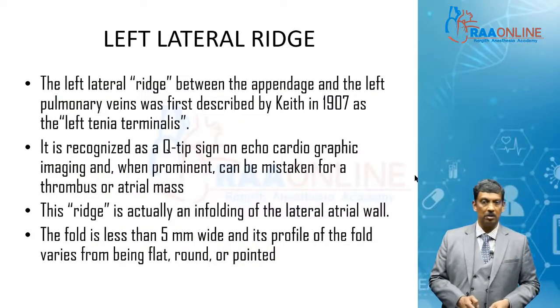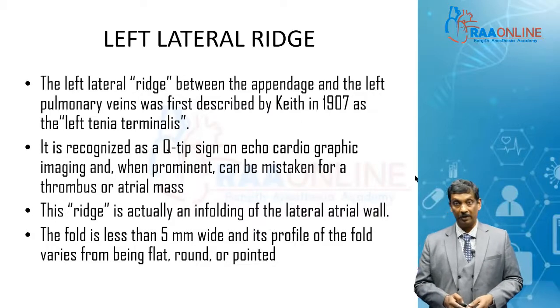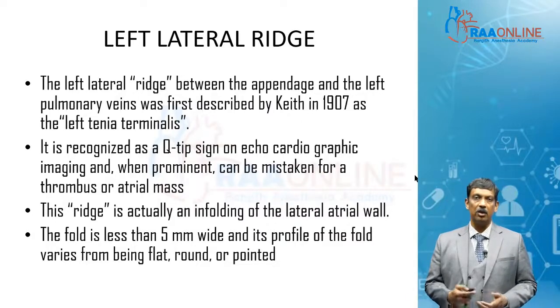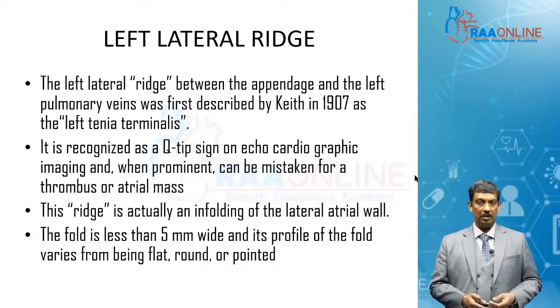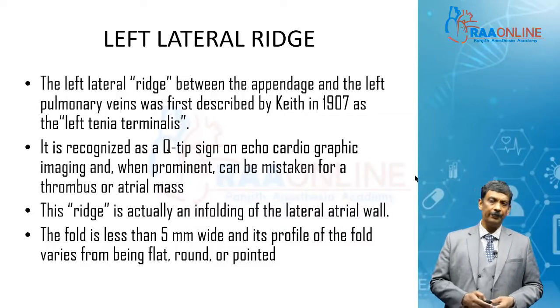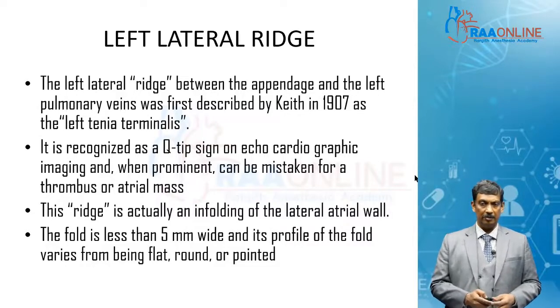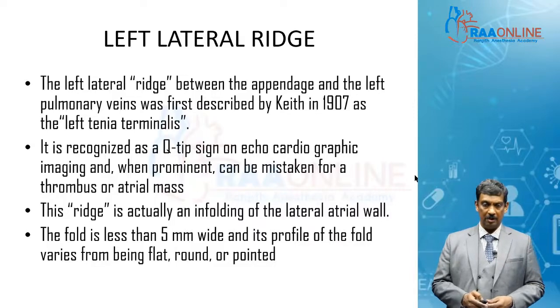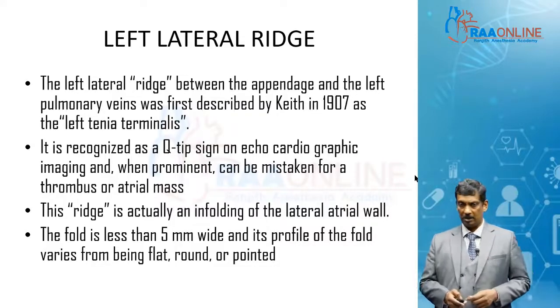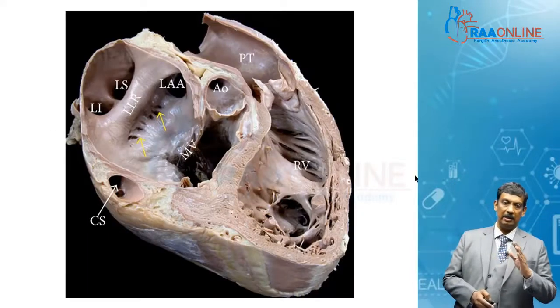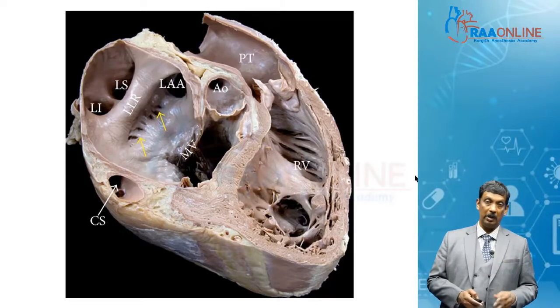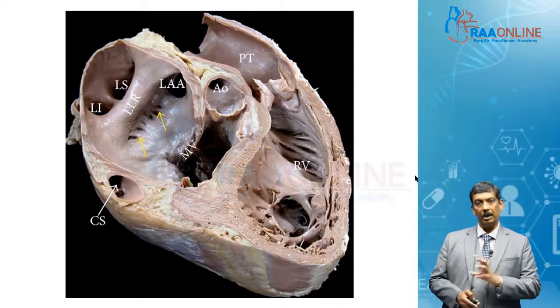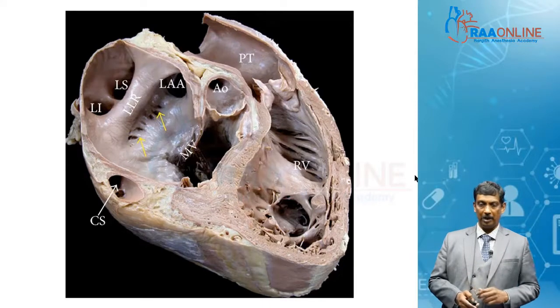The left lateral ridge. This is sometimes called a Coumadin ridge or a Warfarin ridge, which is seen as the Q-tip sign by the anesthetist on TEE. And this was first described by Keith in 1907. And this is what it is. This is the ridge between the left-sided pulmonary vein orifices and the base of the left atrial appendage.